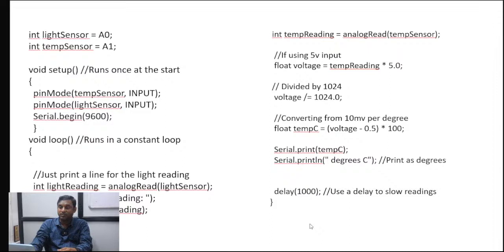So Serial.print temperature, you can see. Finally we are able to see this in the serial monitor, with Serial.println degree centigrade. After that we put a delay of 1 second.